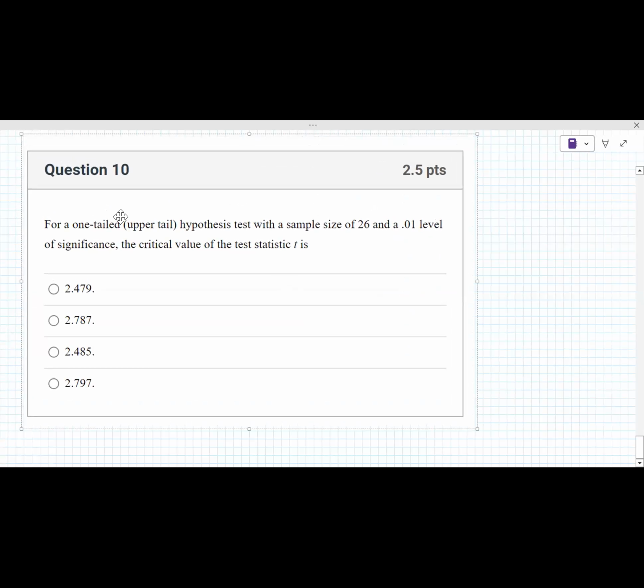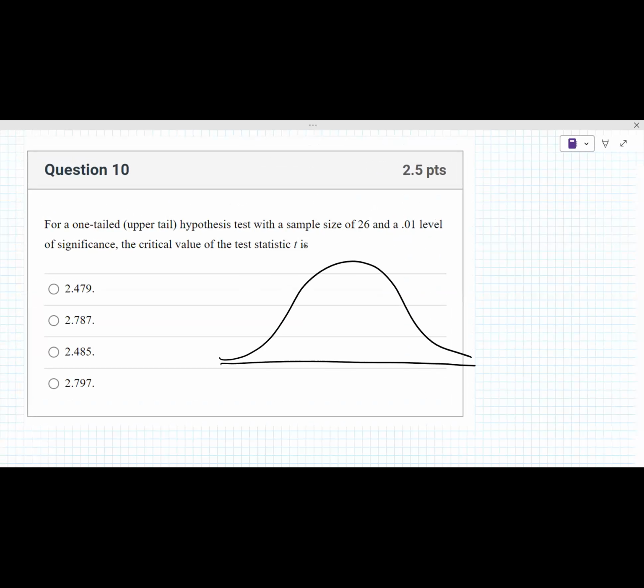Okay, for a one-tailed, upper-tailed hypothesis test with a sample size of 26 and a 0.01 level of significance, the critical value of the test statistic t is. So here's what they're saying. Here's your t distribution, and they want 0.01 in the tail. We're looking for the t value here. The degrees of freedom is always n minus 1, except for regression, then it's n minus 2. So in your problem here, it's 26 minus 1 or 25.